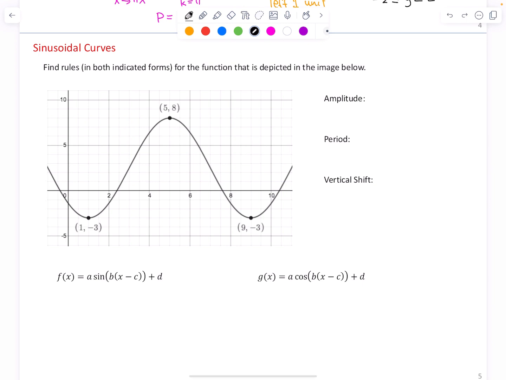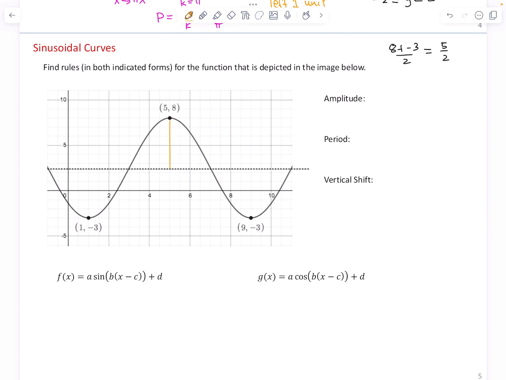Now looking at this image, we can measure the amplitude by first identifying where the midline is. Now the highest point has a y-coordinate of 8, and the lowest points have y-coordinates of -3. We basically want to find the y-coordinate that is halfway between 8 and -3, and one way to do that is to average them. If I do 8 plus -3 and divide by 2, this will give me their average. That gives me 5/2, or 2.5. Thus our midline is at this location.